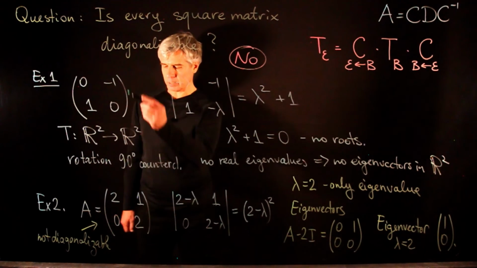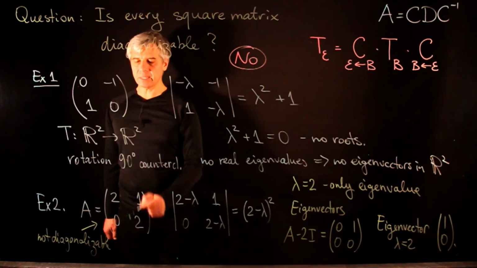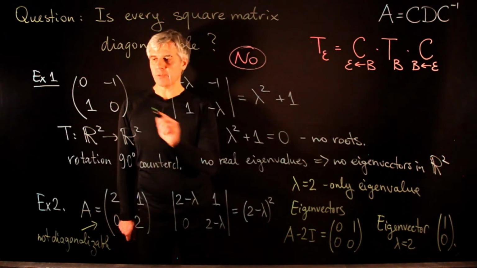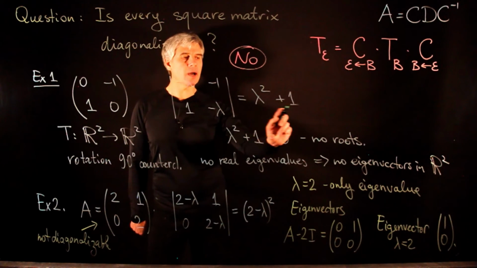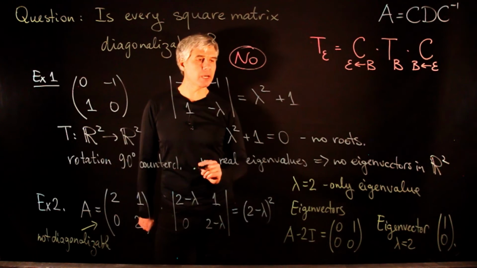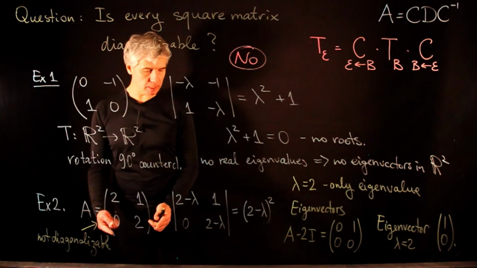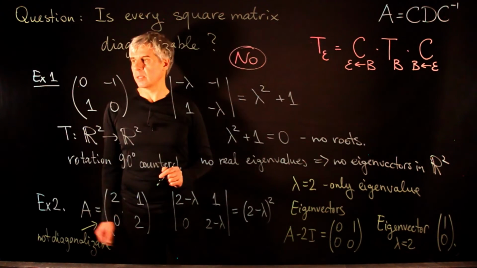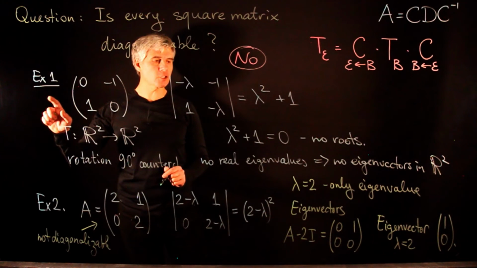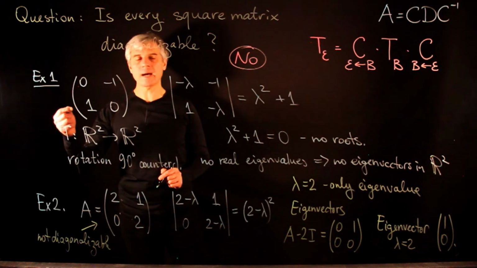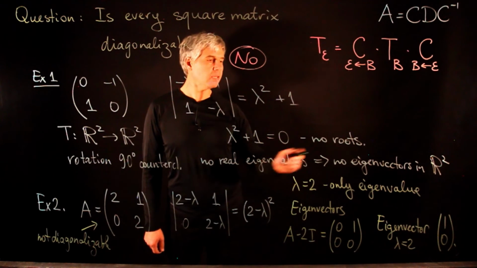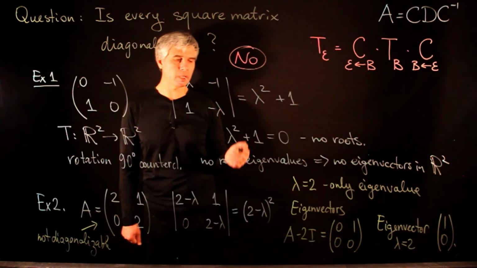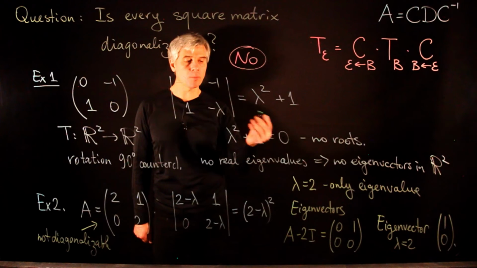So what we see is that in both examples, we have non-diagonalizable matrices, but they're non-diagonalizable for different reasons. So the first matrix is non-diagonalizable because our characteristic polynomial does not have real roots. And the second matrix is not diagonalizable because we don't have enough eigenvectors. So it turns out that the first obstruction can be overcome by going from real numbers to complex numbers. And this is something that we're going to discuss in upcoming lectures. So we're going to discuss diagonalization over complex numbers.